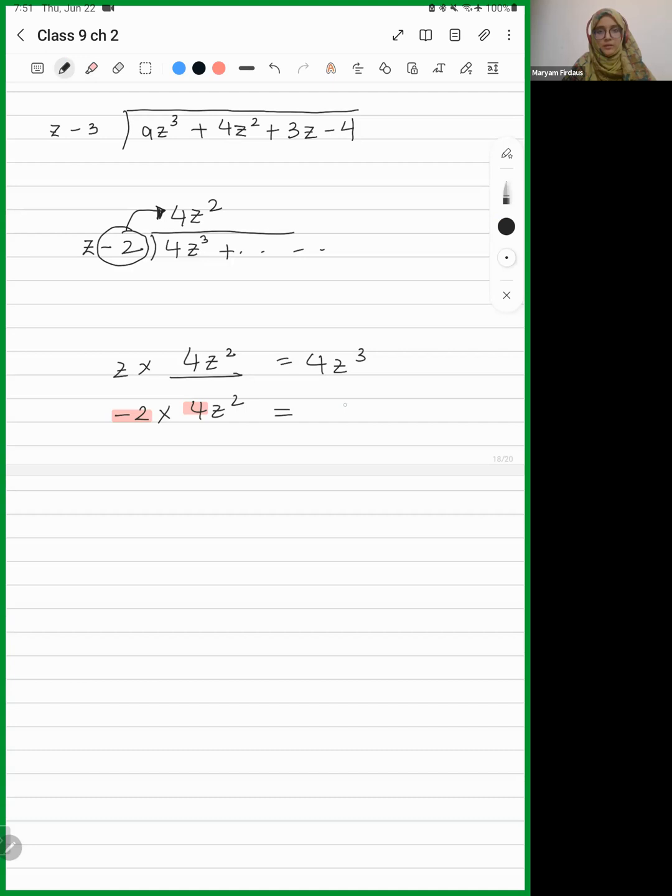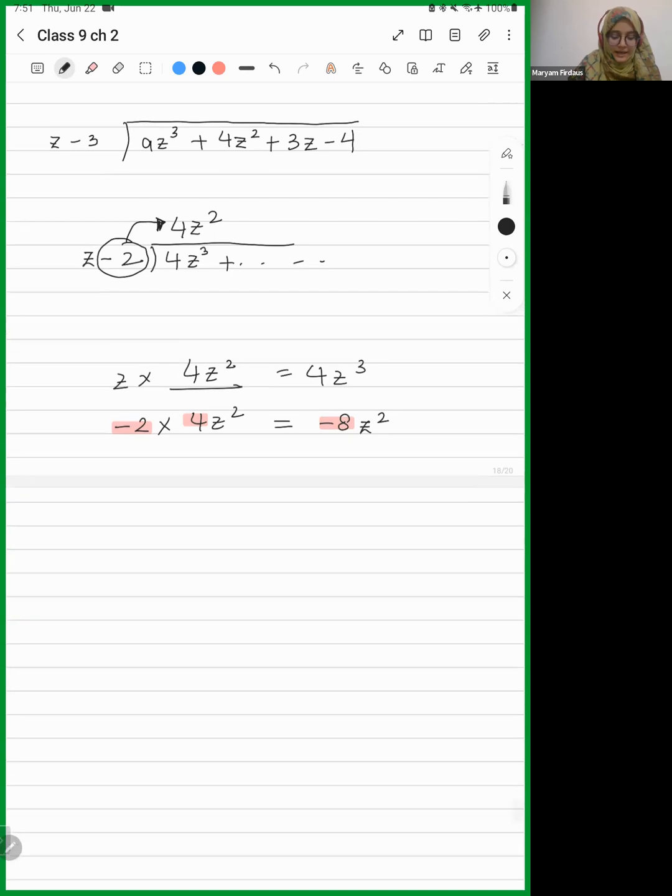Who will tell me? What is minus 2 multiplied by 4? Come on. This is something you studied in your 6th, 7th grades. What is minus 2 multiplied by 4? 8 or minus 8? Minus 8. Minus 8, and what else is left? Z square. Okay. So this is minus 8z square.